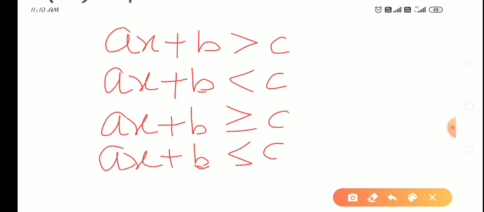Why is it a linear inequation in one variable? It is linear because the highest power of the variable is 1. In the case of equations you have studied, if the highest power of the variable in an equation is 1, then it is called a linear equation. In the same way, if the highest power of the variable is 1 in an inequation, then it is called a linear inequation in one variable. The highest power of the variable is 1 and only one variable is involved, that's why we say linear inequation in one variable. Second thing, a, b, c are real numbers.